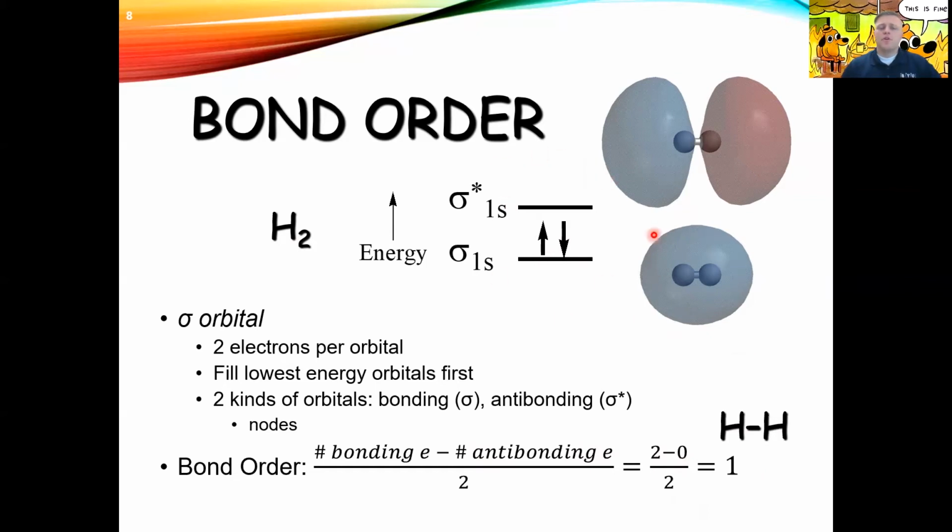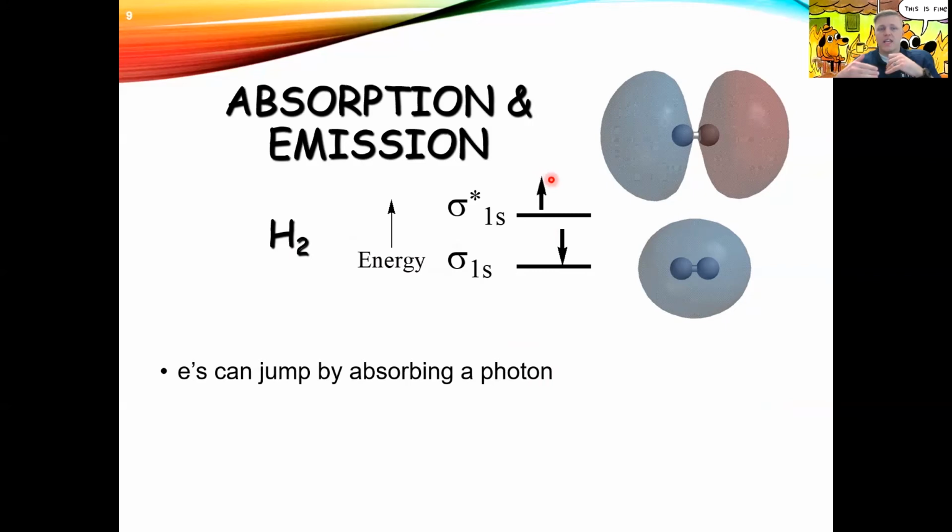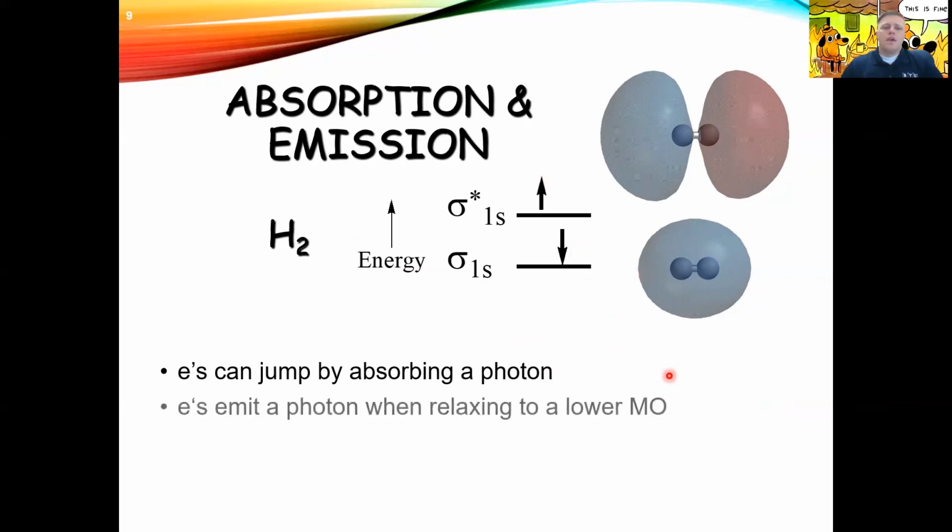And this molecular orbital theory can actually be used now to explain the absorption and emission of molecules. This works the exact same way that it did for atoms. An electron can jump from a lower energy level to a higher one by absorbing a photon of light, and the photon has to have an energy equal to the difference in energy of the 2 orbitals. And a photon can be emitted by a molecule when an electron drops, or relaxes, to a lower molecular orbital.